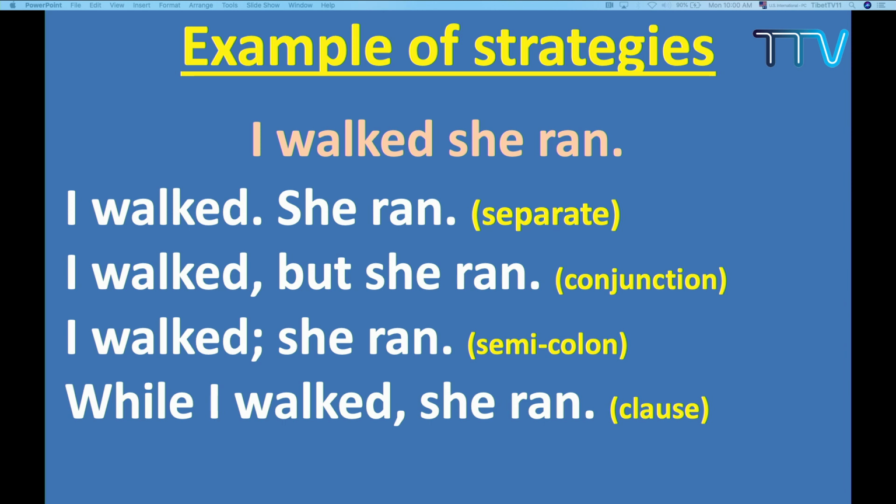And the third one, you remember, is the semicolon. "I walked; she ran." So instead of using a comma and conjunction, you can use a semicolon. Many of us are not familiar with the semicolon. Even I don't use the semicolon much. But I heard that it's very important to use a semicolon, because sometimes people check whether you are familiar with the uses of the semicolon or not.